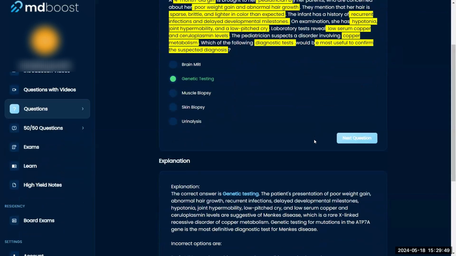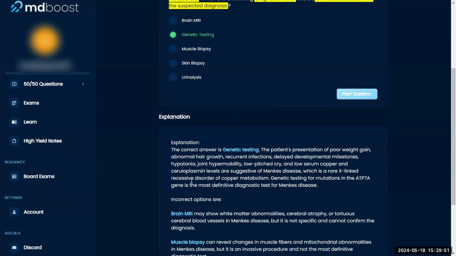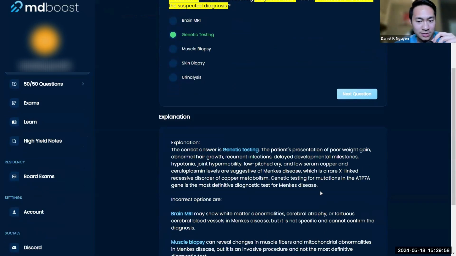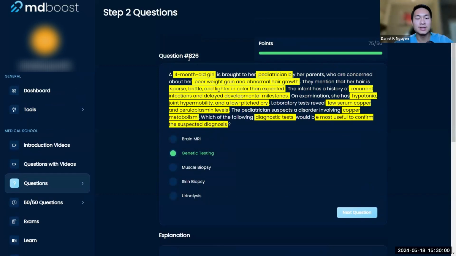But it says it's a rare X-linked recessive disease, and this is a girl. Yeah, that's true. It shouldn't be in a girl. It should be a boy, like you said. I should probably fix that. This needs to be a boy.